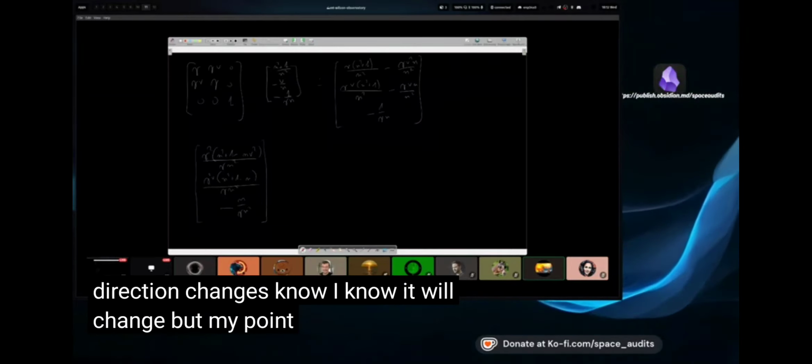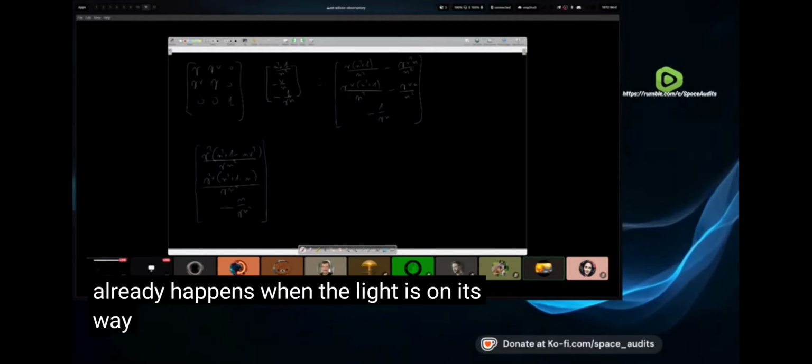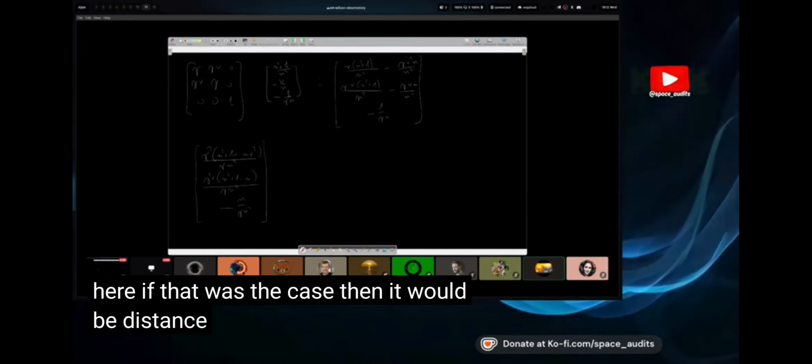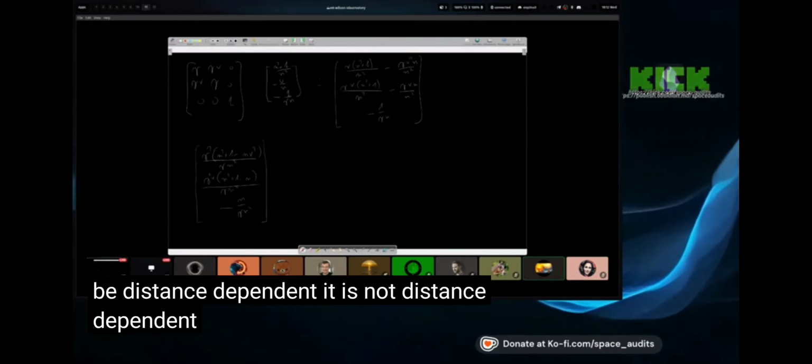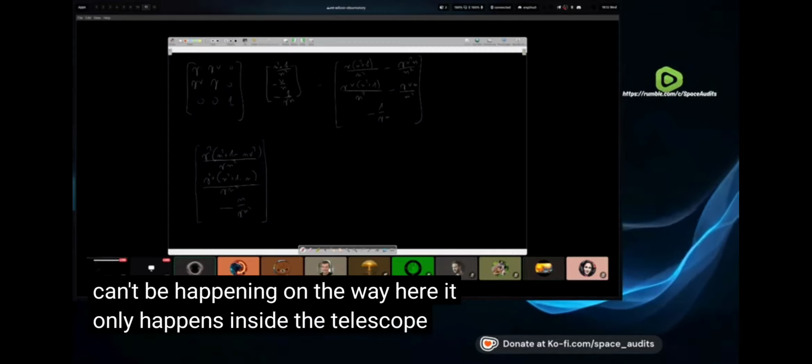I know it will change, but my point is earlier you tried to tell us that the aberration already happens when the light is on its way here. The light is on its way here, it's already aberrated before it gets here. If that was the case, then it would be distance dependent. It is not distance dependent. Therefore, the aberration can't be happening on the way here. It only happens inside the telescope. Yeah, it's a point of view.